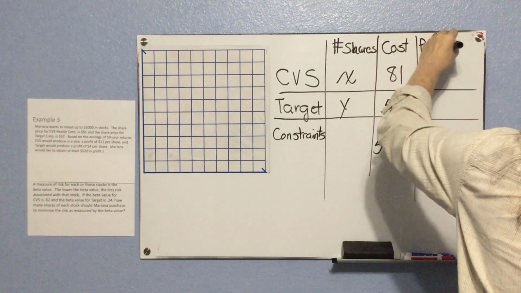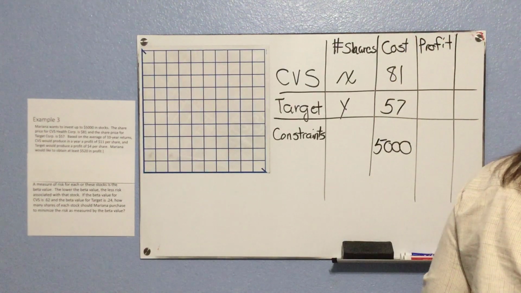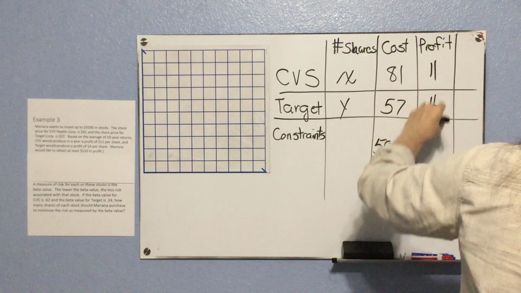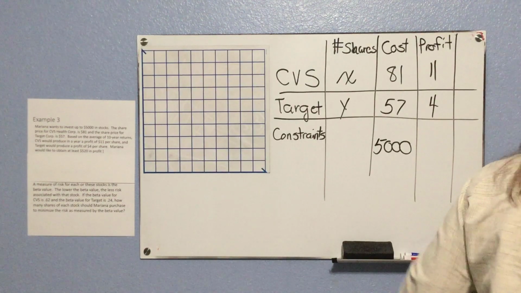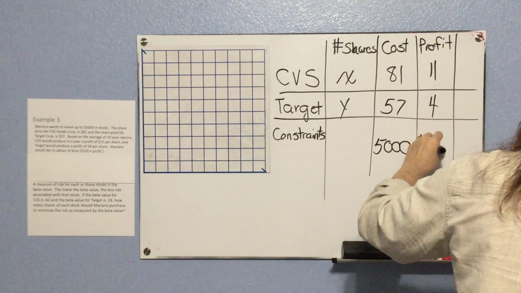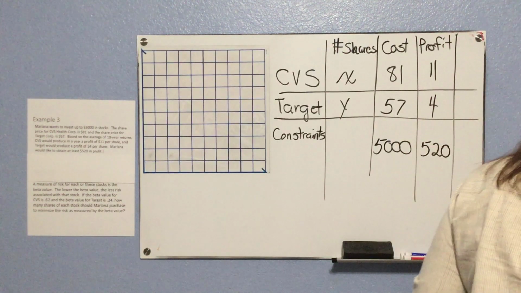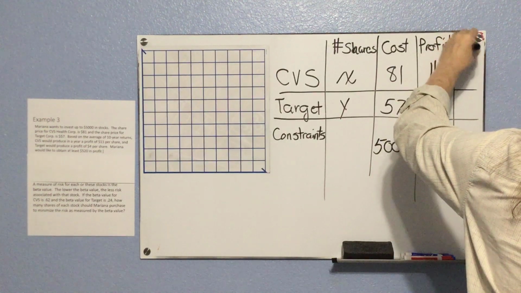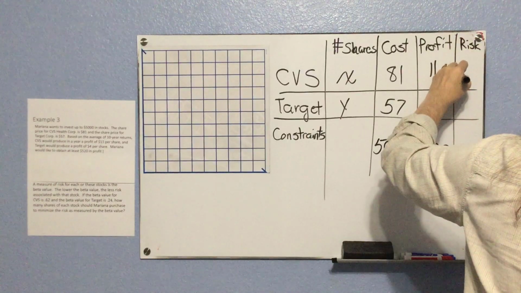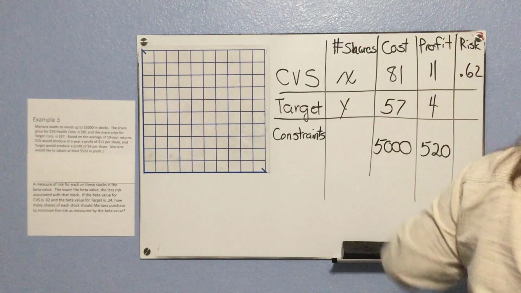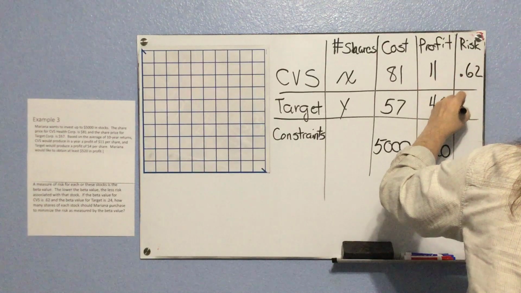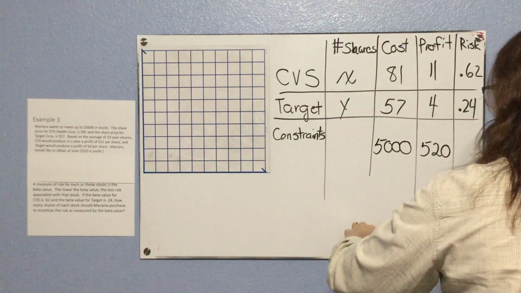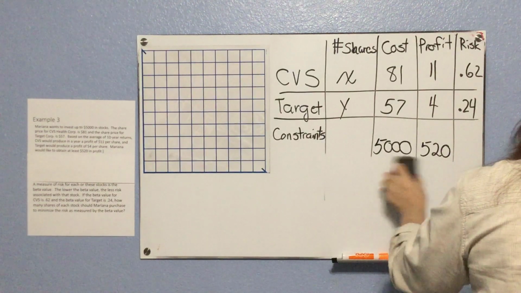Our next column is for profit. $11 a share here, $4 a share here. We want to get at least $520. And then the risk, 0.62, 0.24. This is going to be our Z function.